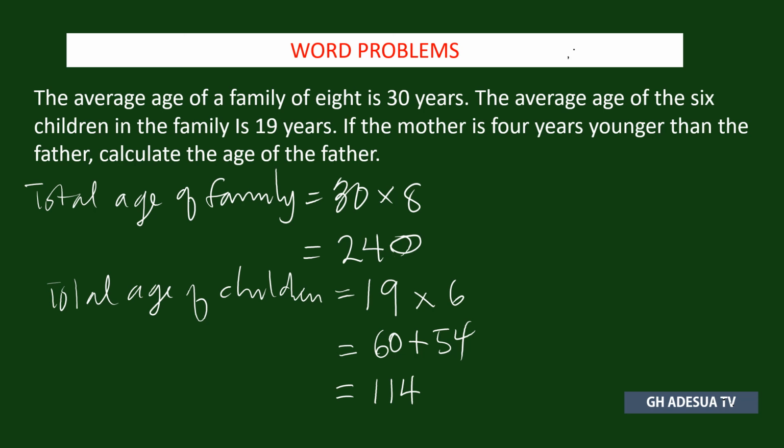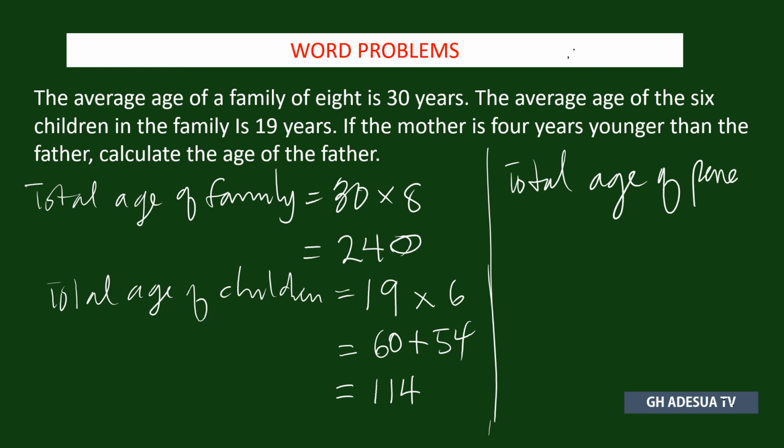Now, when you know the total age of the family and the total age of the children, when you subtract the total age of children from the total age of the family, you'll be left with the total age of parents. So let's find that. Total age of parents. That's 240 minus 114. 240 minus 114.